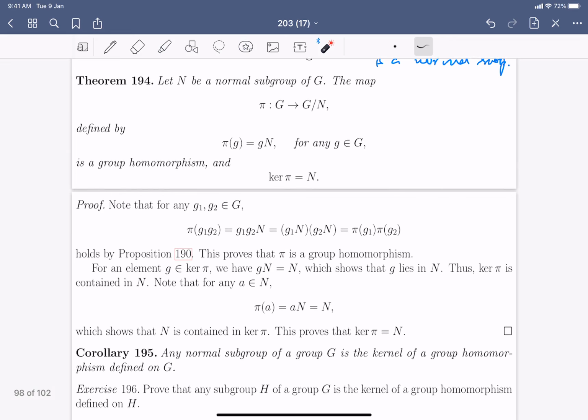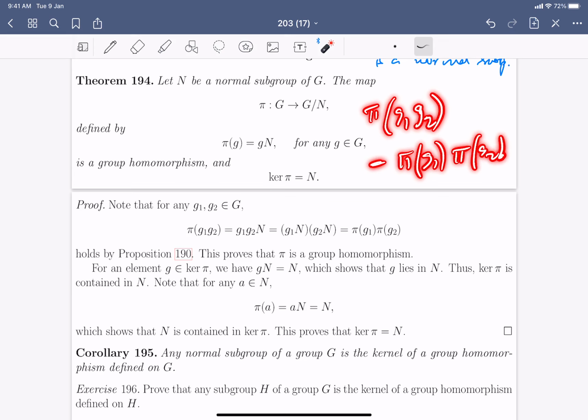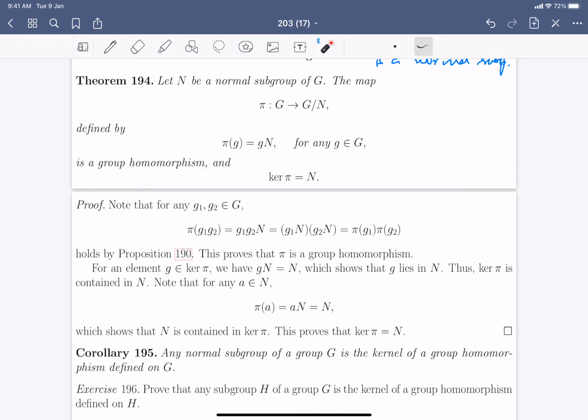To show that this is a group homomorphism, we need to show that pi of g1g2 is pi g1 times pi g2, for all g1, g2 in G. This is something that you have already done. If you look at pi of g1g2, that is g1g2N, the coset of N corresponding to the element g1g2, and that is equal to g1N times g2N. By definition of pi, g1N is equal to pi g1 and g2N is equal to pi g2. This equality is something that you established in the previous lecture, in proposition 190.